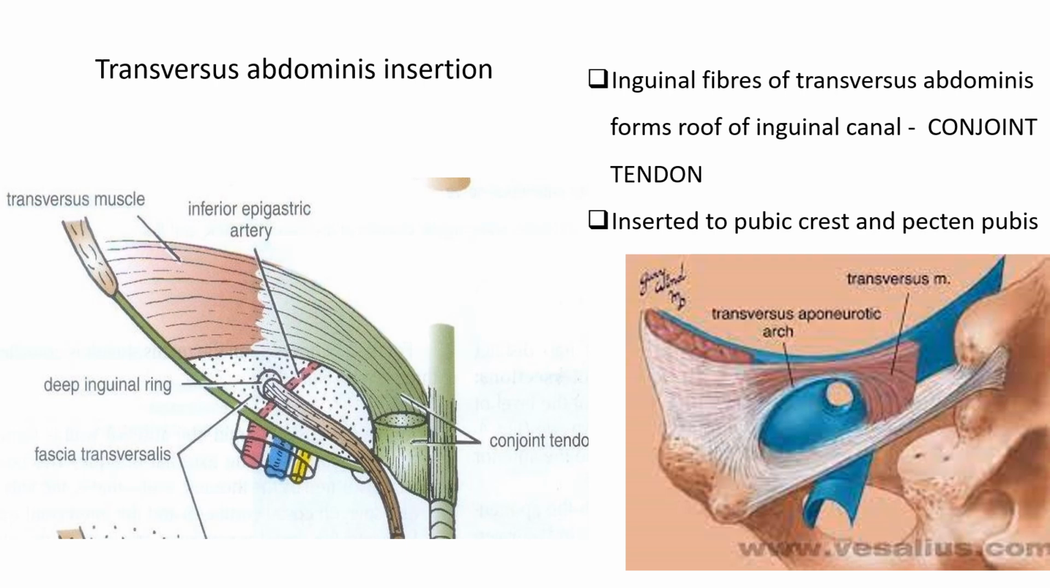Coming to the insertion, look at the way it is forming the roof of the inguinal canal. So here in this picture, the blue colored one is representing the inguinal canal. The transversus abdominis muscle forms the roof of the inguinal canal, and the roof is also contributed by the aponeurosis of internal oblique. Then it joins with the aponeurosis of the internal oblique to form a structure called the conjoint tendon that is inserted to the pubic crest as well as the pecten pubis.